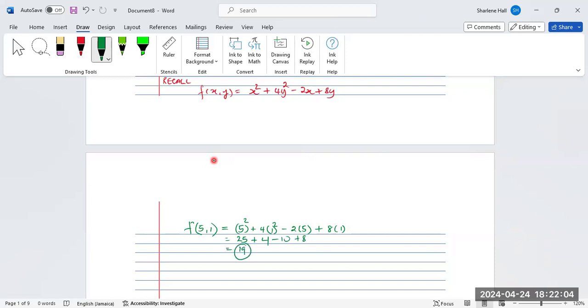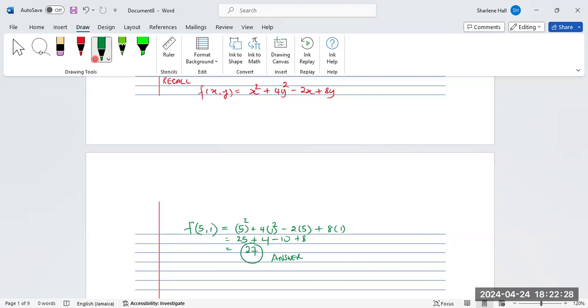Sir, you just said 25 minus 4, but it's a plus 4. Sure. What is wrong with me tonight? 25 plus 4 is 29. 29 minus 10 is 19. 19 plus 8 is 27. Am I correct right here? Yes, sir, that's what I get. Good job.